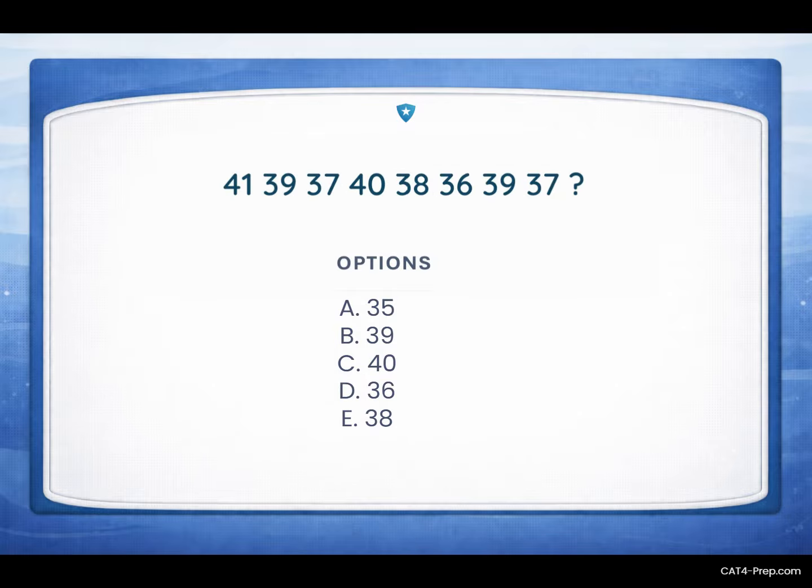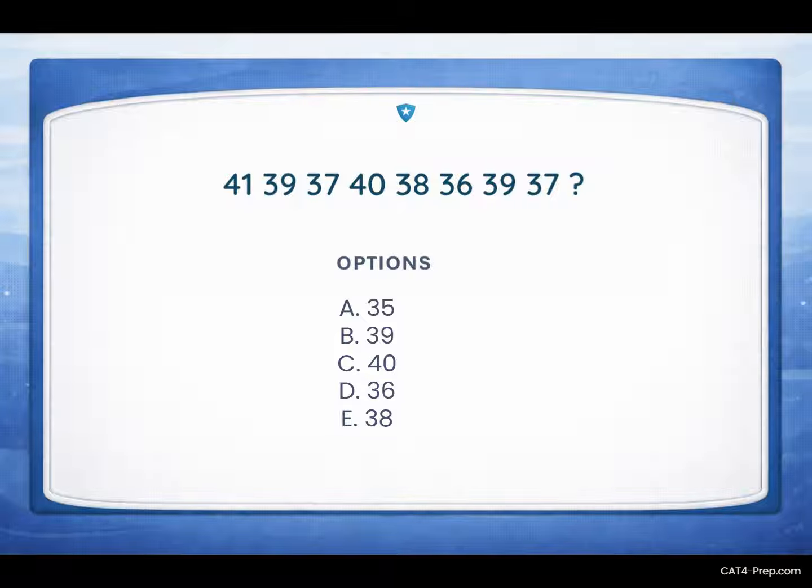Now let's solve a number series question. These numbers follow a pattern. Our job is to find the rule and use it to predict the next number. First, read the numbers in order. Next, check the changes between them. Ask, what do I add or subtract each time? Write the changes down, like +2, -3.